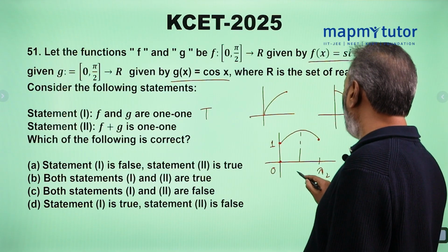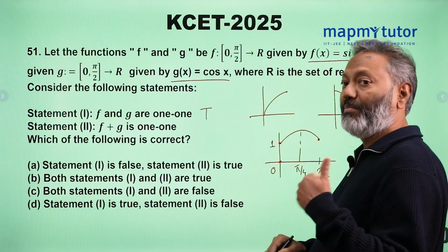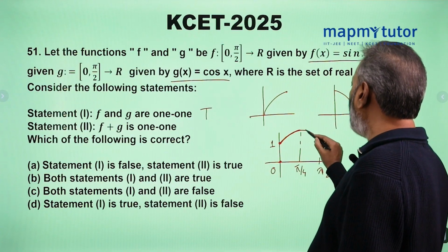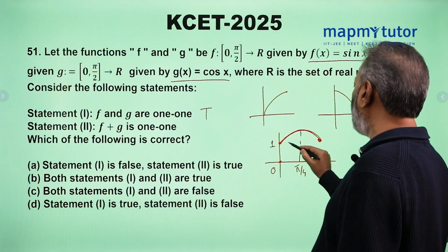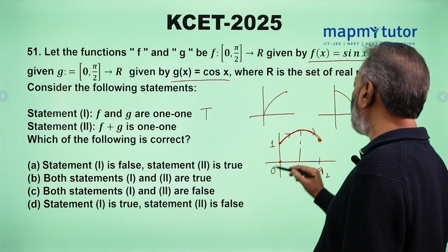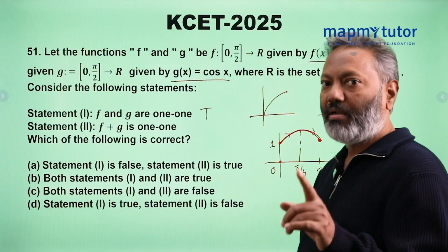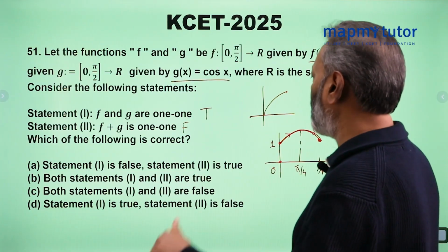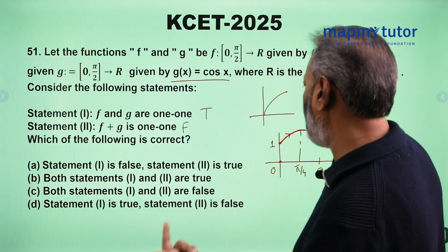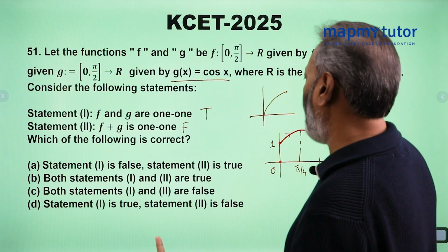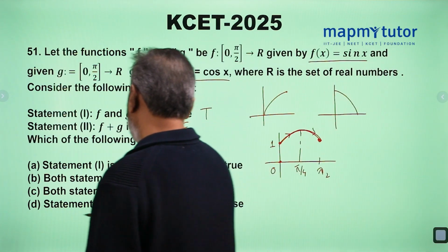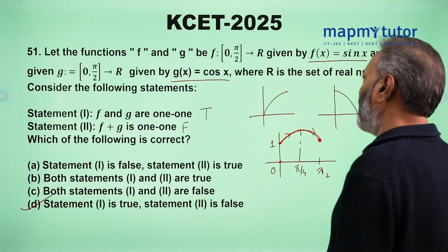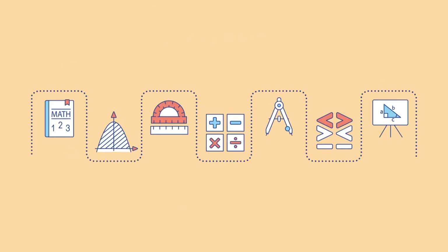Because at pi by 4, it reaches the maximum point, which is root 2. That's why this graph is not strictly increasing or strictly decreasing. It increases first and then decreases. And therefore, it is not one-one. So, f plus g is one-one is false. Statement 1 is true. Statement 2 is false. Option D. Okay. Just by the graph, you can easily locate the answer.